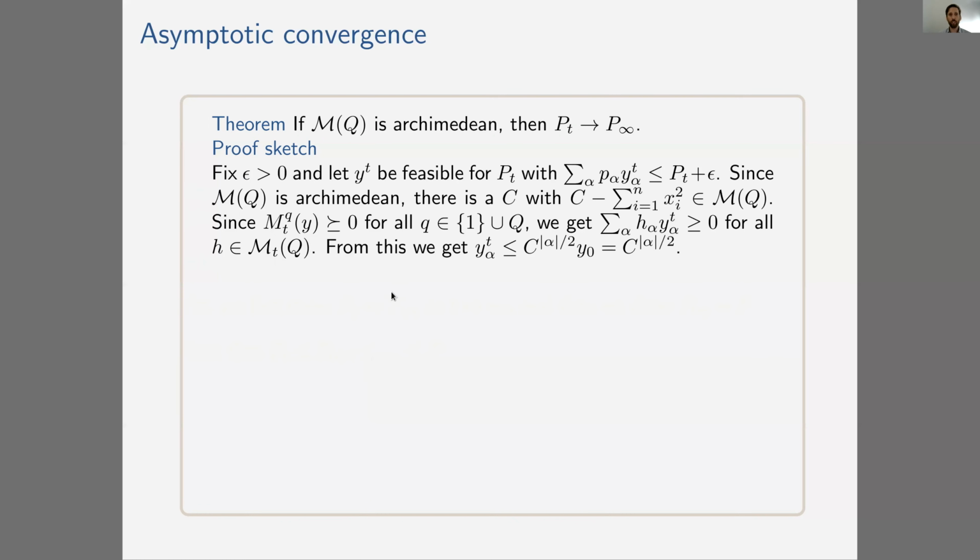Okay, so fix epsilon greater than 0, and let y_t be feasible for the t-th moment problem, where this sum is just the objective value in this moment hierarchy, where the objective value is at most p_t plus a little bit. Basically the only reason we need to do this is that, strictly speaking, we don't know that the minimum is attained. So we need to work with this epsilon. That's just a technicality.